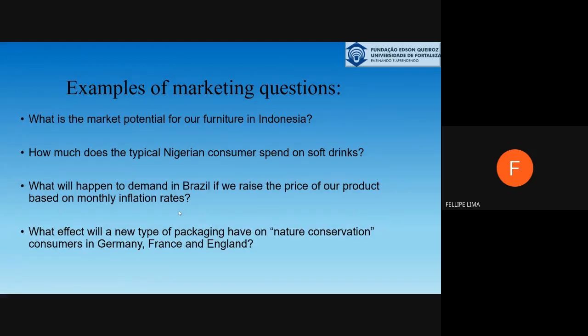Questions that every market campaign has to answer. So think about the backpack presentation. When I'm reading the paperwork or watching the presentation, what answers do I want to see from you? I want to see you tell me what's the market potential of the product. How much can the consumer spend on that product? What are the demands in Brazil to produce that product for that market? What kind of effects will that product have in the new market? Those are examples of questions that I want to see answered by you.